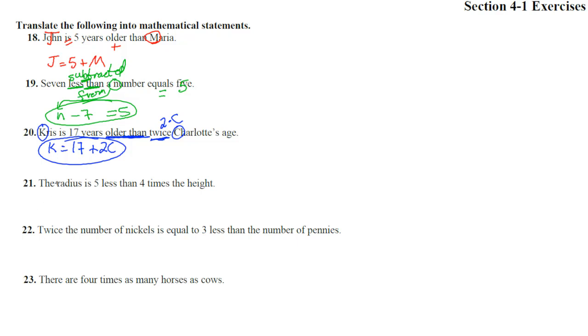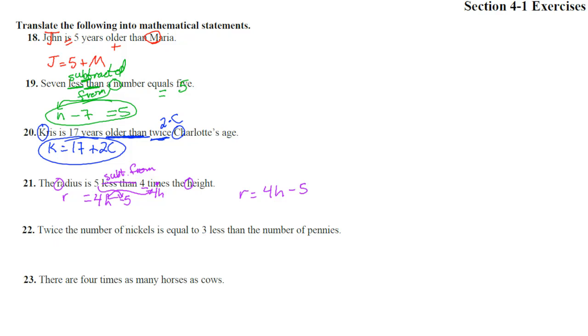Okay, number 21. The radius is 5 less than, again, better to think of that as subtracted from 4 times, it's a dot, the height. So 4h is over here. So we're going to have the radius is 5 subtracted from 4h. That's right. R equals 4h minus 5. So this is 5 less than. Again, less than means you switch it over here like that.